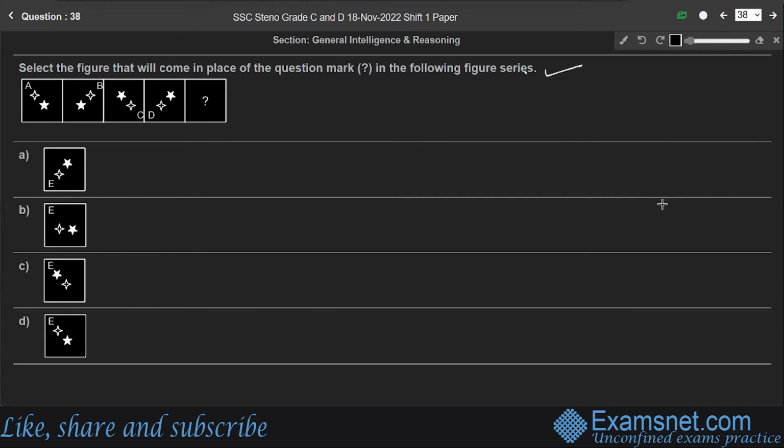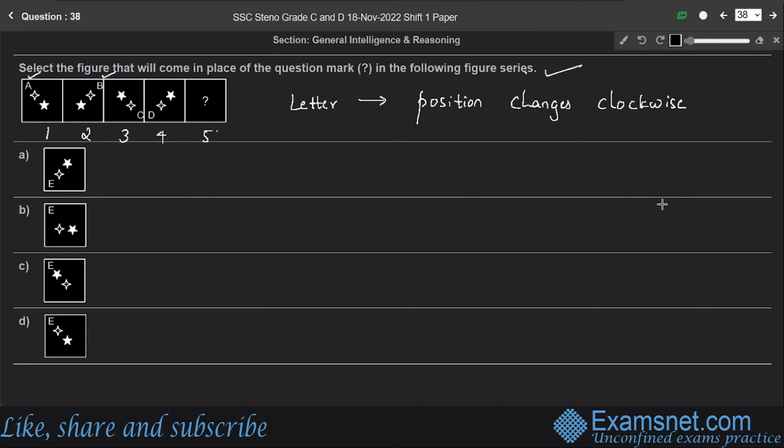Question 38. Select the figure that will come in place of the question mark in the following figure series. In the figure series, we have four figures. We need to find the fifth one. In the first figure, we'll consider the letters. We have A. In the second figure, we have letter B, but its position is changed. When it comes to the letter, the position changes clockwise.